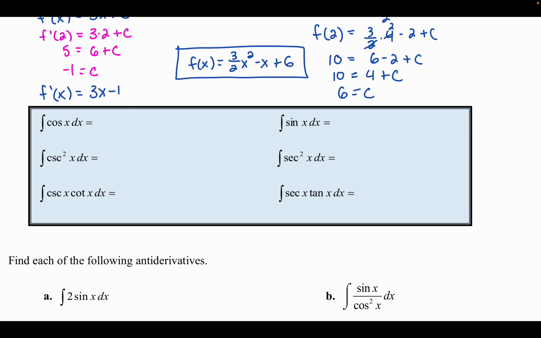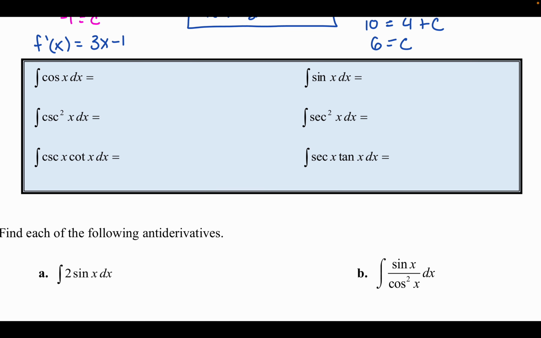Okay, so this table below shows some antiderivatives or indefinite integrals of trig functions. It would be good if you paused the video and took a look at these and tried to figure them out yourself. For instance, the first one is, what can I take the derivative of to get cosine of x? This is actually going to be sine of x. If I take the derivative of sine of x, I get cosine of x. You cannot forget plus c though.